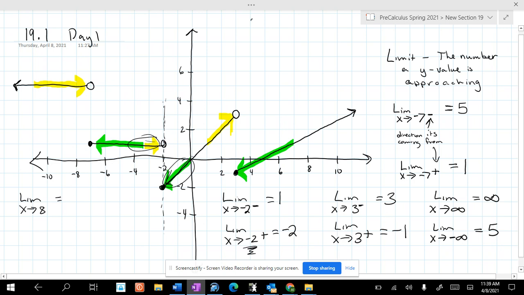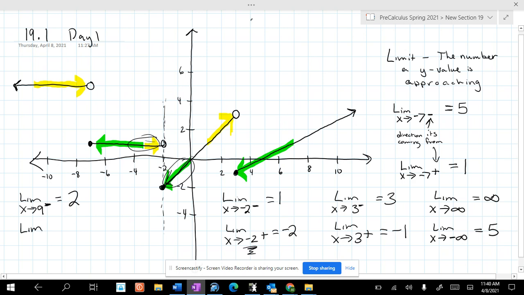Nope, not 8. I want to do 9. Sorry, I meant 9. What's the limit as x approaches 9 from the left? Where's an x value of 9? Right here. As we're approaching it from the left, where are we going towards? 2.